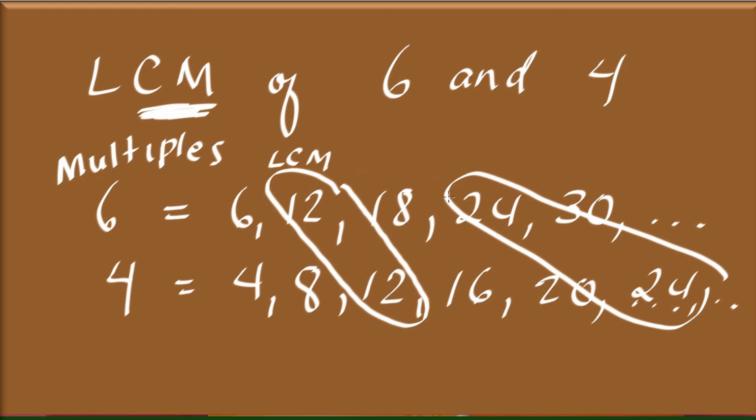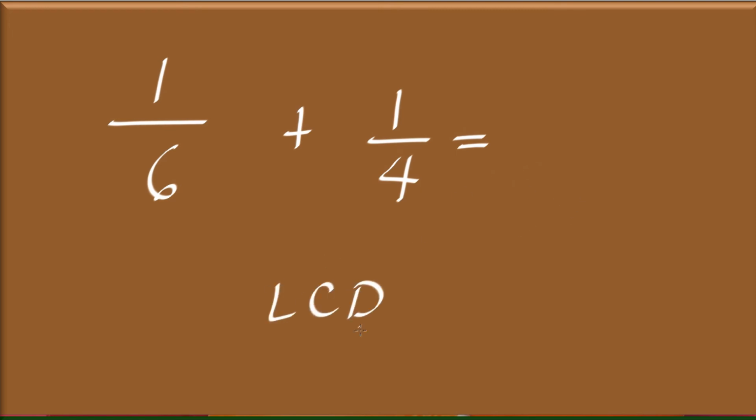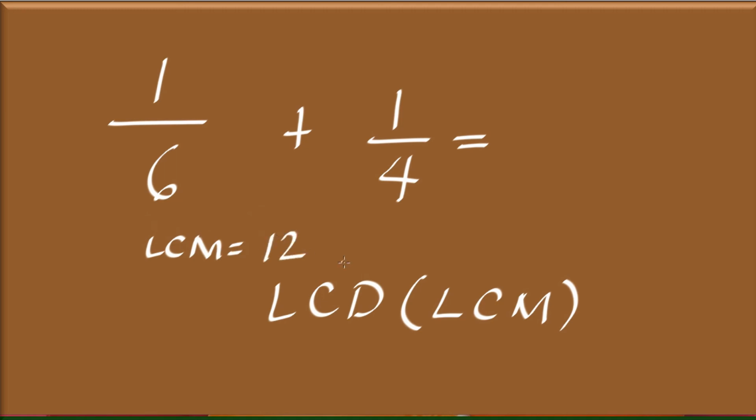Now, where do you usually use the LCM concept? Okay, let's say you're adding 1/6 plus 1/4. Okay? In addition of fractions, the first step typically is to find the LCD. But this LCD is actually using the concept of LCM. So the LCM between 6 and 4 is 12. Now LCD means least common denominator.